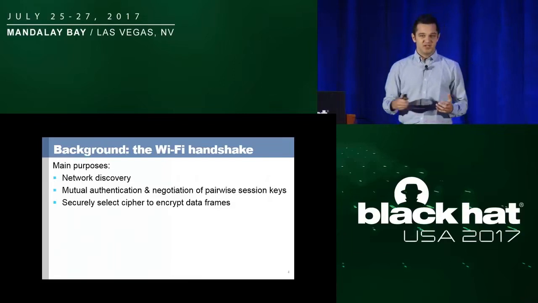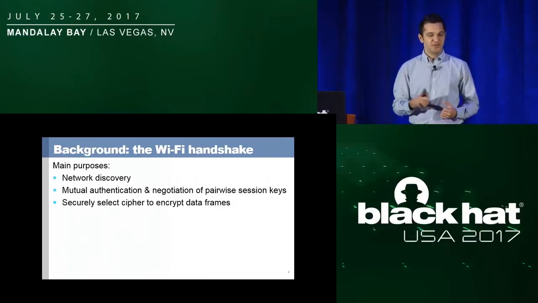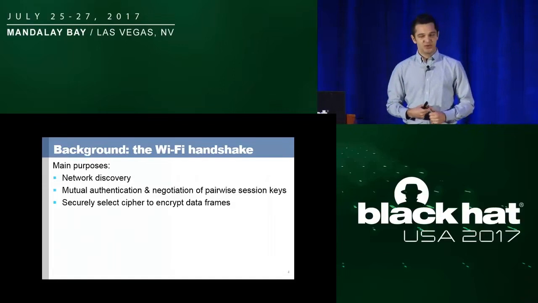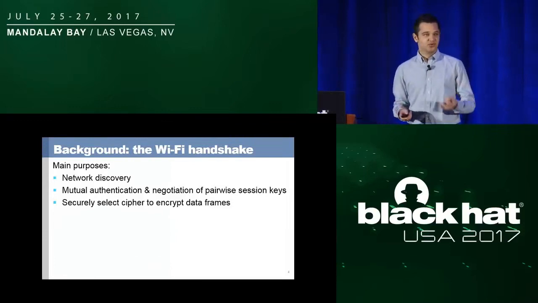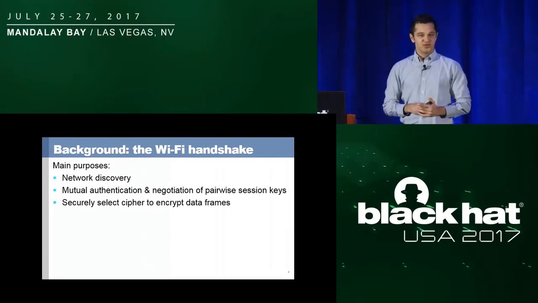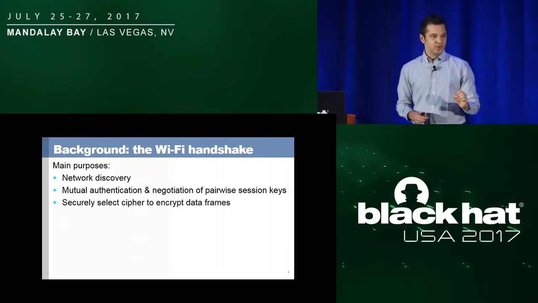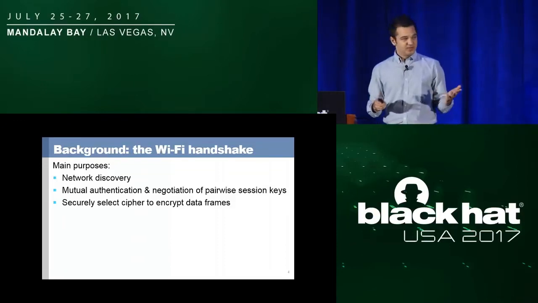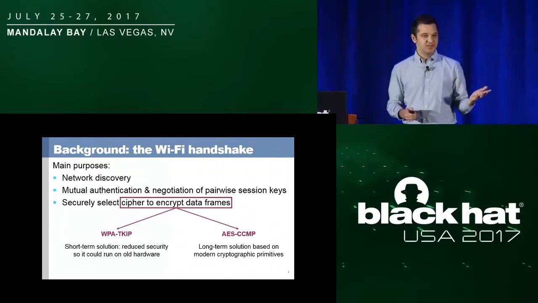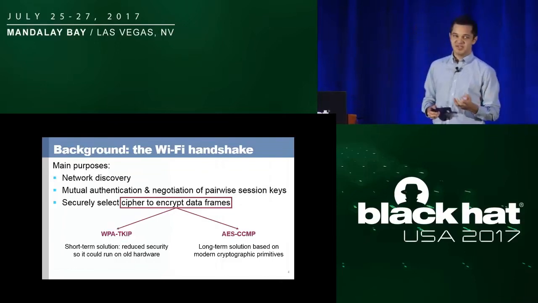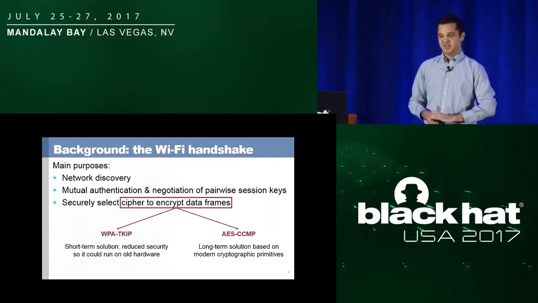As I mentioned, the Wi-Fi handshake is used mainly to negotiate fresh session keys, which are then used to encrypt actual data traffic, which is transmitted at a later point in time. The Wi-Fi handshake is, of course, also used to discover networks using beacons and probe requests. Additionally, it is used to select the cipher that you want to use, and it protects against downgrade attacks as well. After this handshake, actual Wi-Fi traffic is encrypted using a specific algorithm. These days, this algorithm is either WPA-TKIP or AES-CCMP.